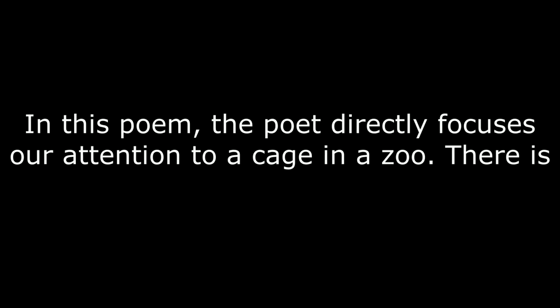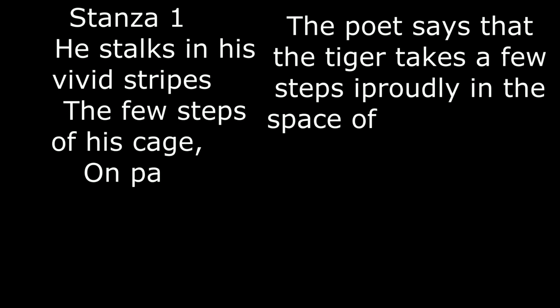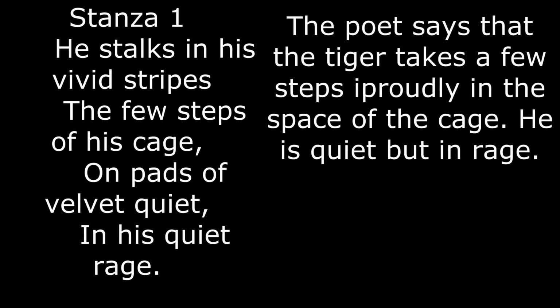In this poem, the poet directly focuses our attention to a cage in a zoo. There is a tiger kept as a captive in that zoo for public view, for their entertainment. The poet says that the tiger takes a few steps proudly in the limited space of the cage. He is quiet but in his rage.